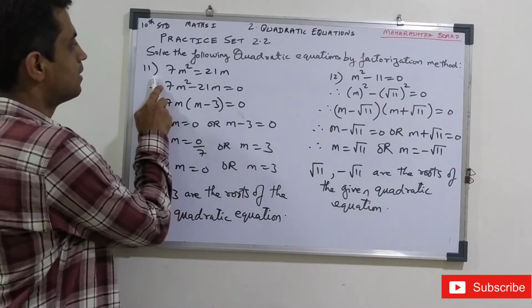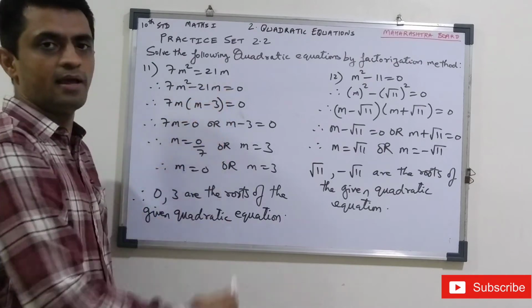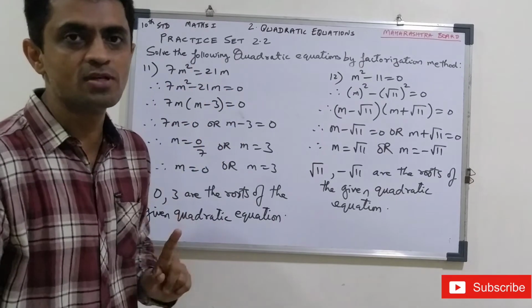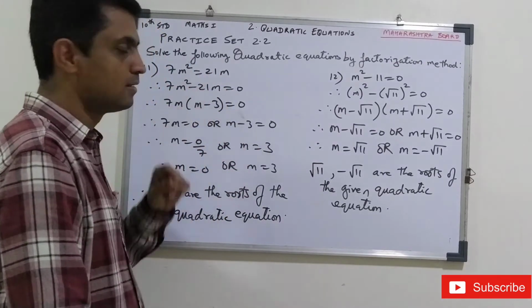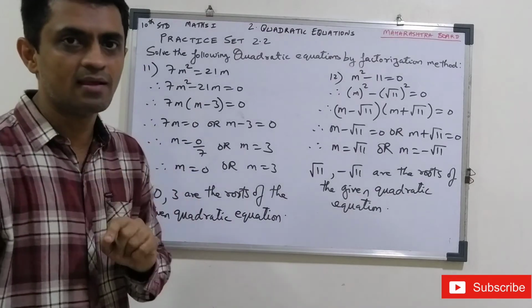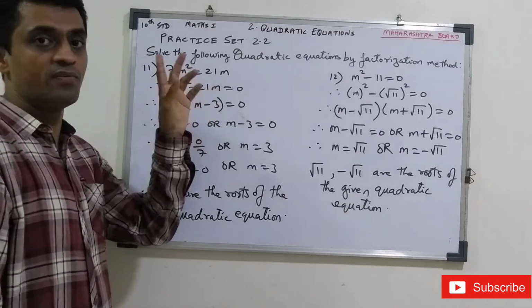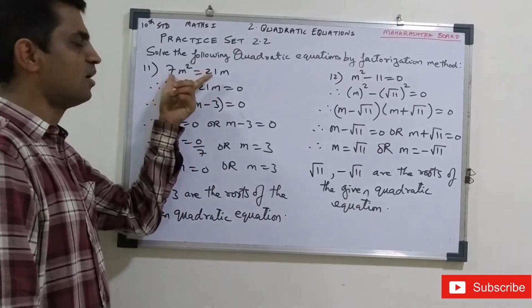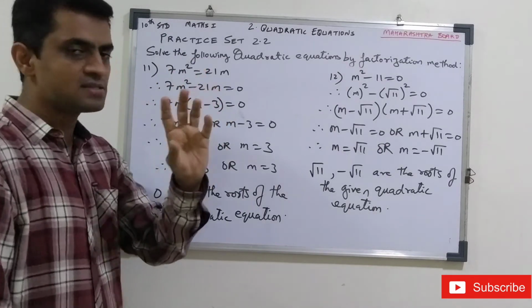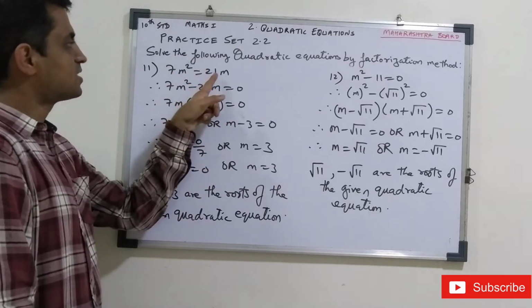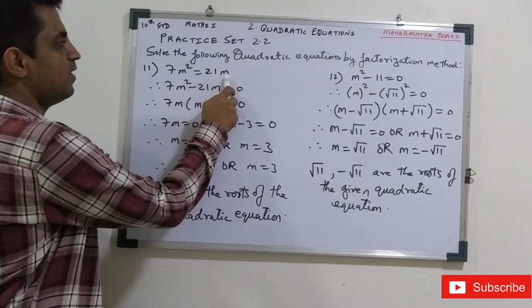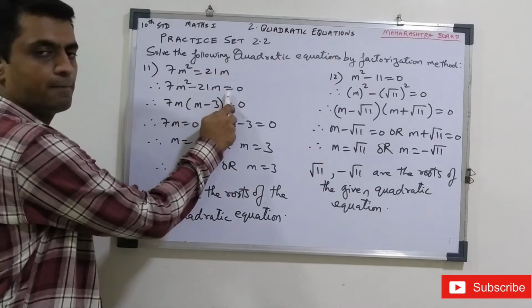11th sum, 7m square minus 21m is equal to 0. Again, what do you observe here? Yes, two terms are there. So we will use that method, but here it will not fit in that formula. But by some different approach, we will shift this 21m here, it becomes minus 21m.